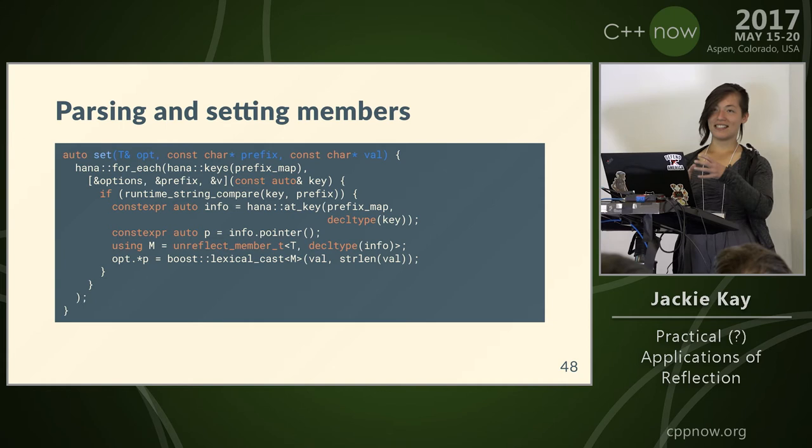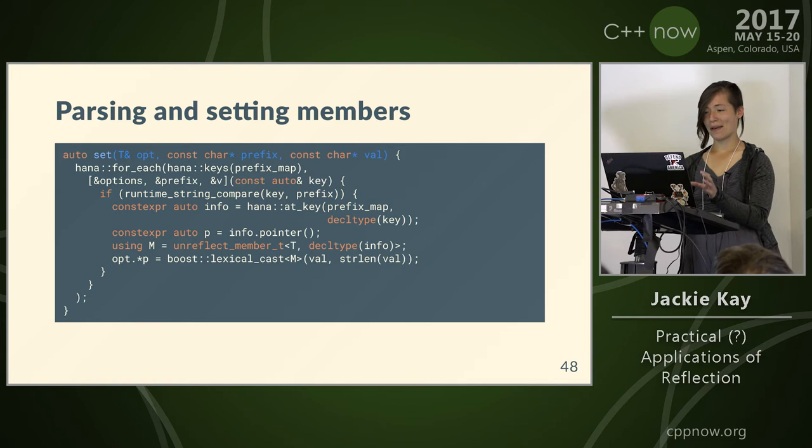We're dealing with simple primitives right now, so we're going to do a lexical cast, and that's why we need to get the type out, because the interface for boost lexical cast requires you to specify the type and use a member pointer to set that.